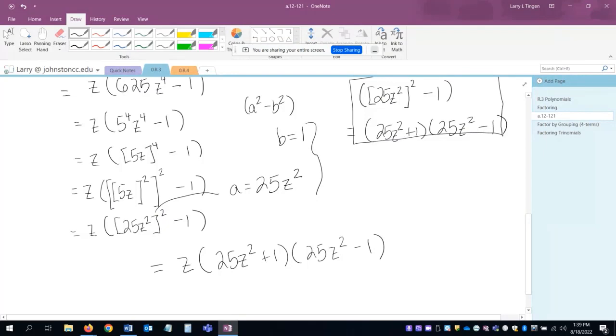Now this middle factor won't go any farther, but the last one does. This is the difference of squares. So this would actually factor again. 25z squared plus 1 times 5z plus 1, times 5z minus 1.